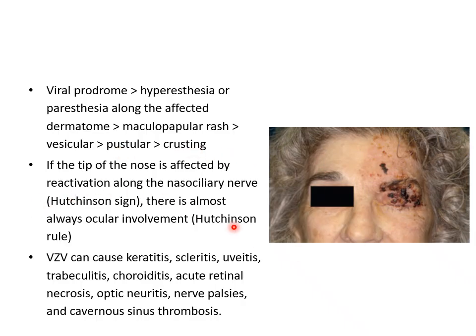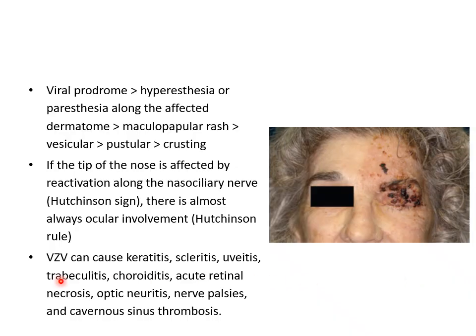Remember the Hutchinson sign and the rule, that is, if the tip of the nose is affected, that is the Hutchinson sign, and if the tip of the nose is affected, there will be an ocular involvement. This is the Hutchinson rule. It is not a rule of law. You can say that it's a rule of thumb, but it's not universal.